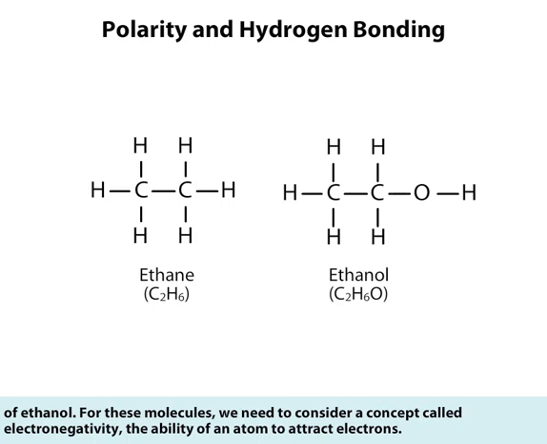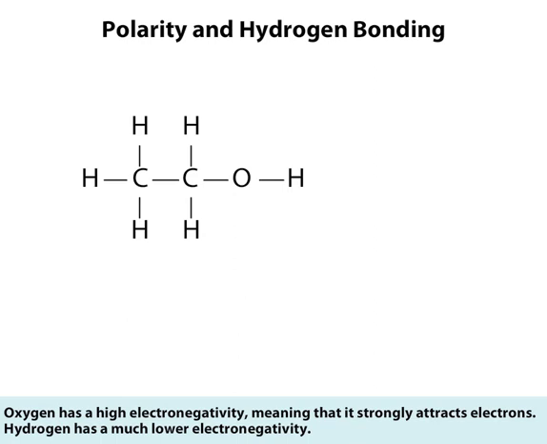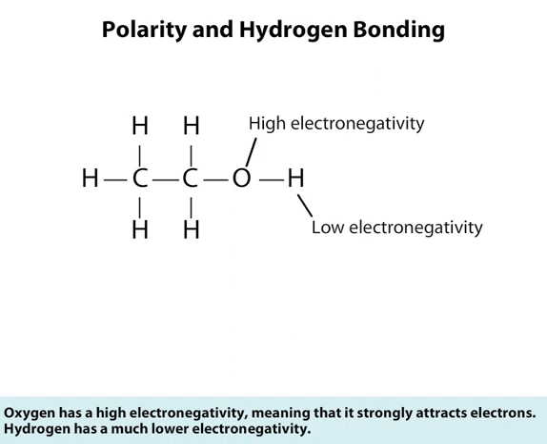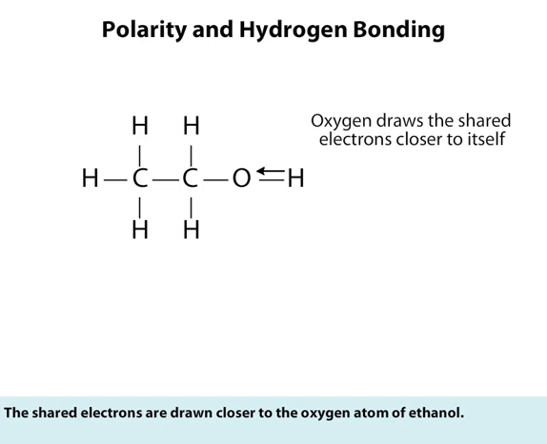For these molecules, we need to consider a concept called electronegativity, the ability of an atom to attract electrons. Oxygen has a high electronegativity, meaning that it strongly attracts electrons. Hydrogen has a much lower electronegativity. The shared electrons are drawn closer to the oxygen atom of ethanol.